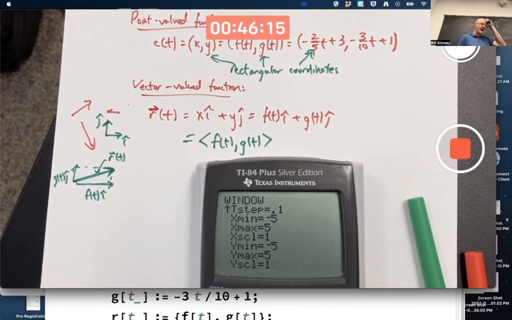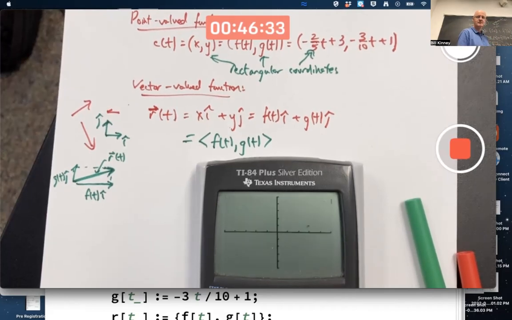Okay, I'm about to hit graph. And what are we going to see? We're going to see that line. And it is going to be traced out, watch it, from right to left, not left to right, because that's the way the bug moved. And it'll be traced out at a constant speed. Watch it here. Ready? 1, 2, 3, go. Zoom. There. Well, that was faster than 10 seconds.